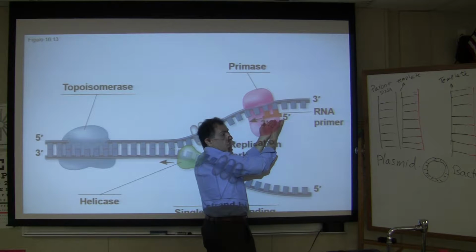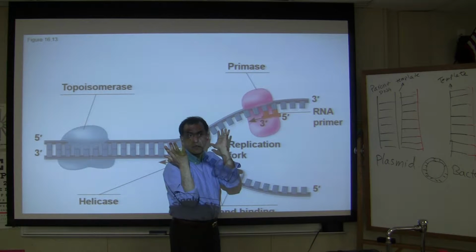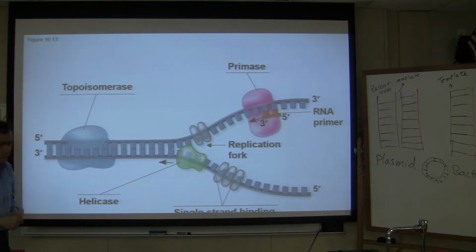I started the lecture today with that. They are anti-parallel. 3' here, 5' here. And only RNA allows that for DNA duplication. Let's move on.